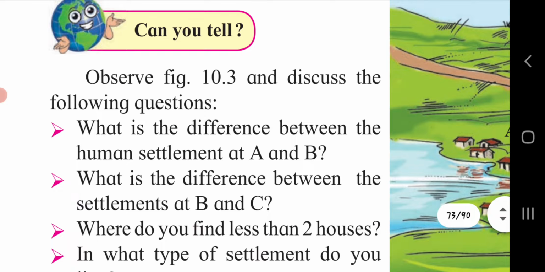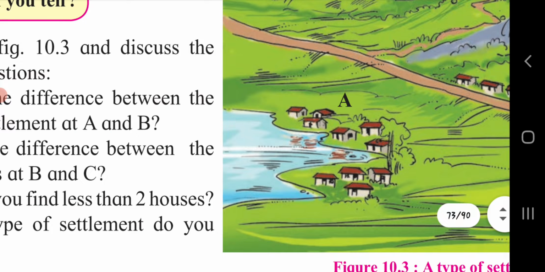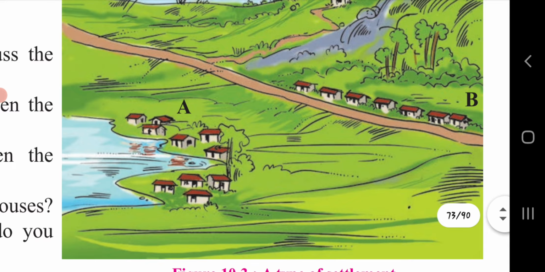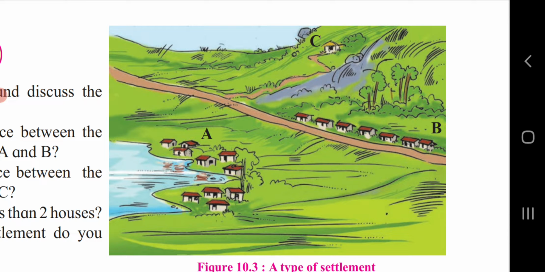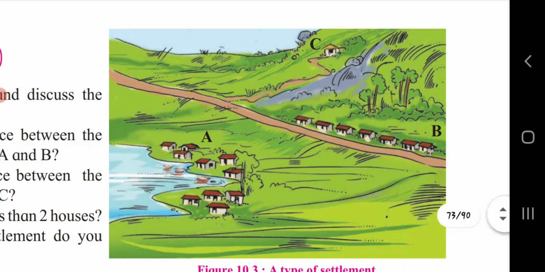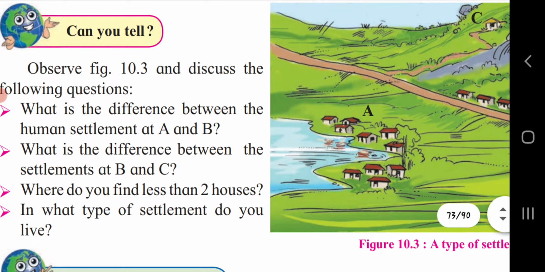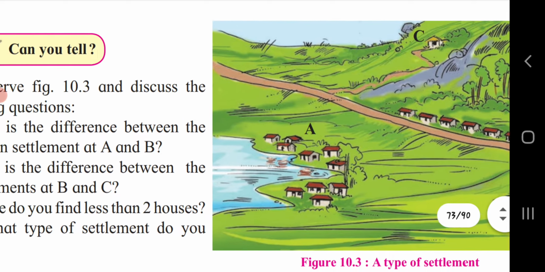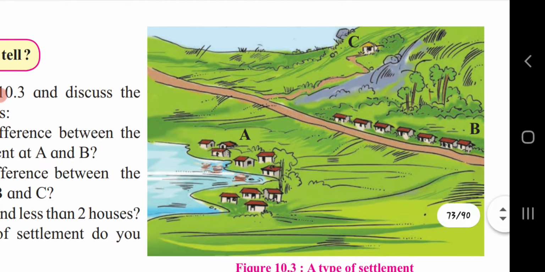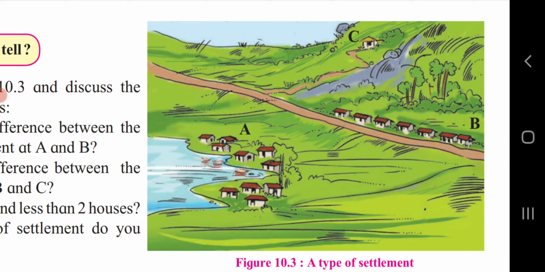Can you tell? Observe figure 10.3 and discuss the following questions. Let's see what figure 10.3 shows, a type of settlement. What is the difference between the human settlements at A and B? You can see A, B, C written here. According to it, we have to answer the first question, what is the difference between human settlements at A and B. If you see the diagram, you can give the answer.